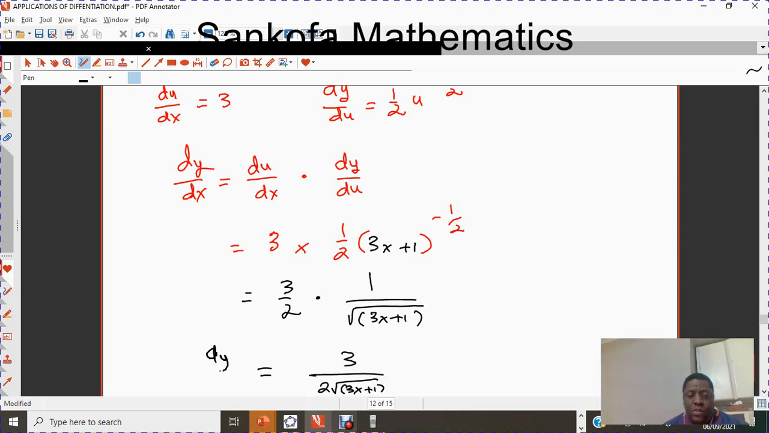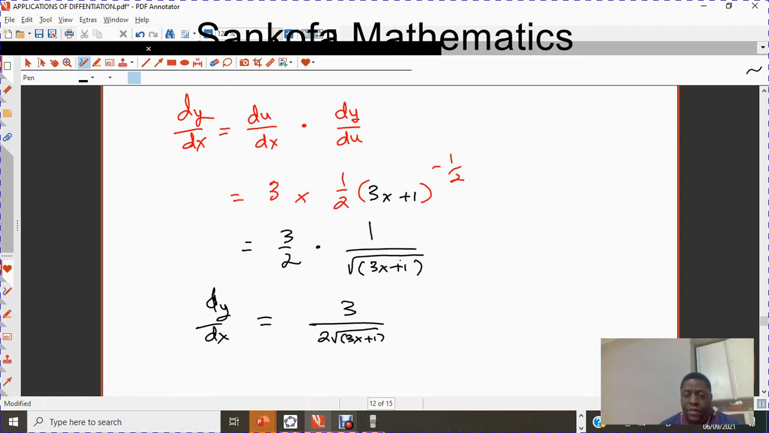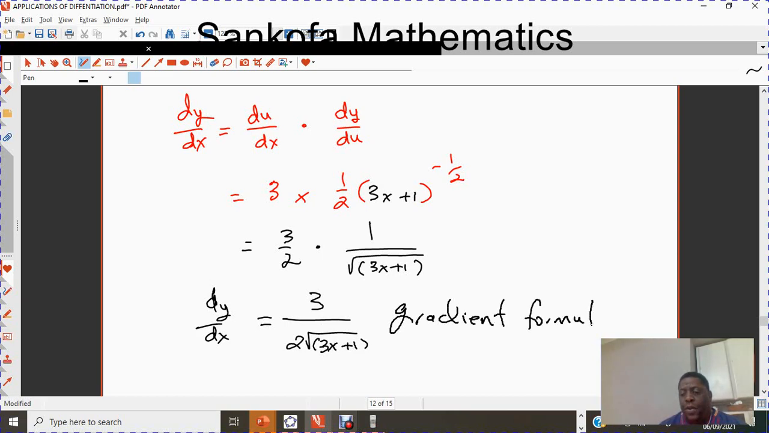Okay, so this is dy/dx. Now I have my gradient. Maybe I should just write it nicely so that it makes a little more sense. So it's 3 over 2, then the root of 3x plus 1. This one here is my gradient formula, or simply my gradient.